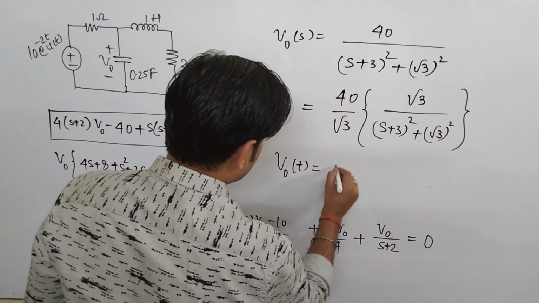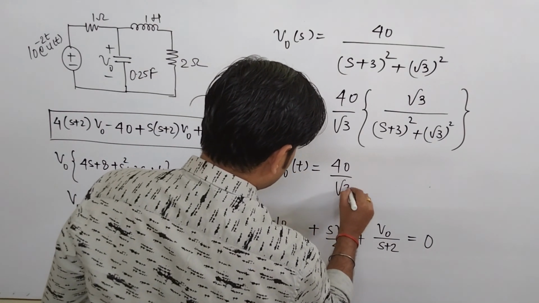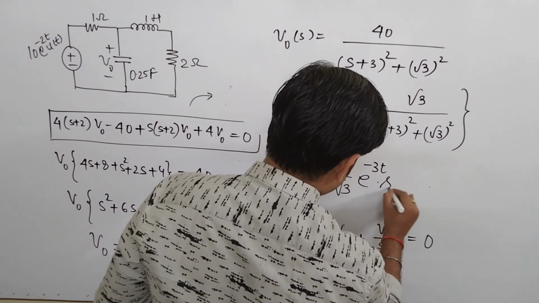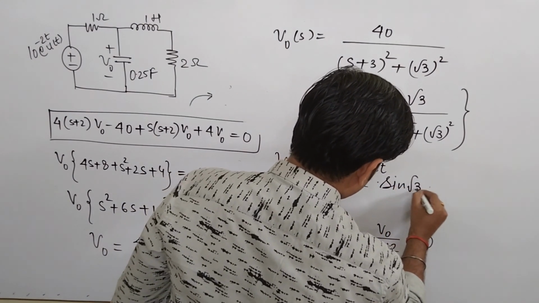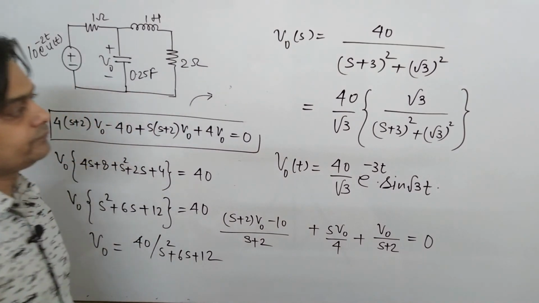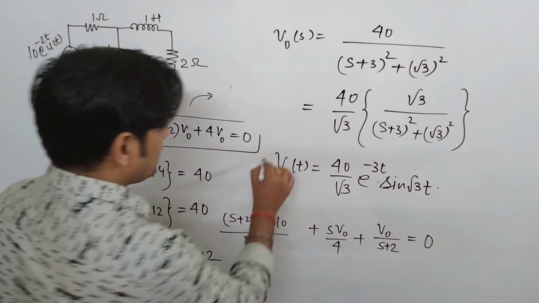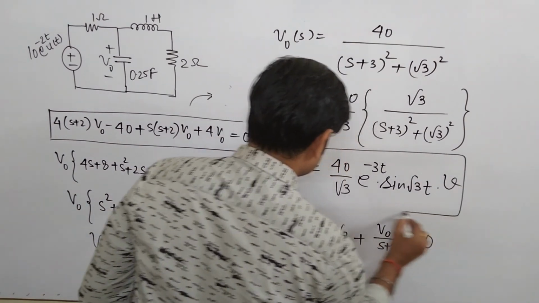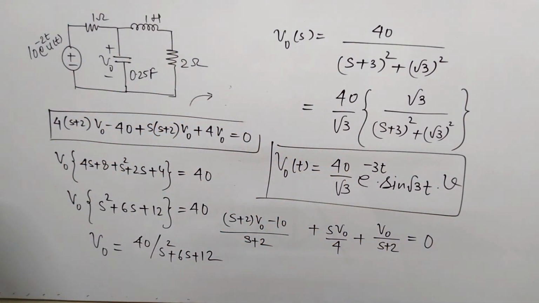So your V naught t comes to be 40 by root 3 e to the power minus 3t into sine root 3t. This is your answer in volts. This is your answer.